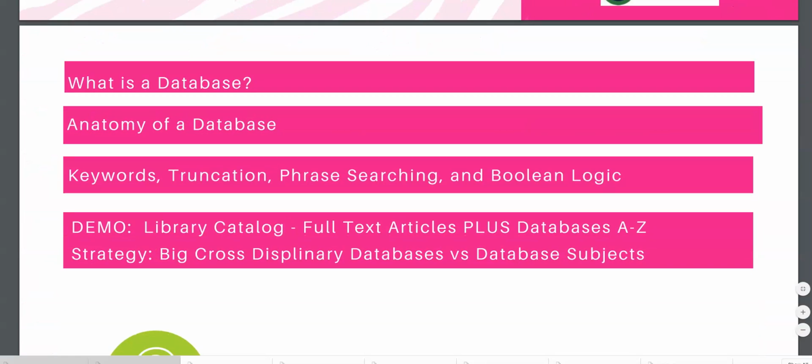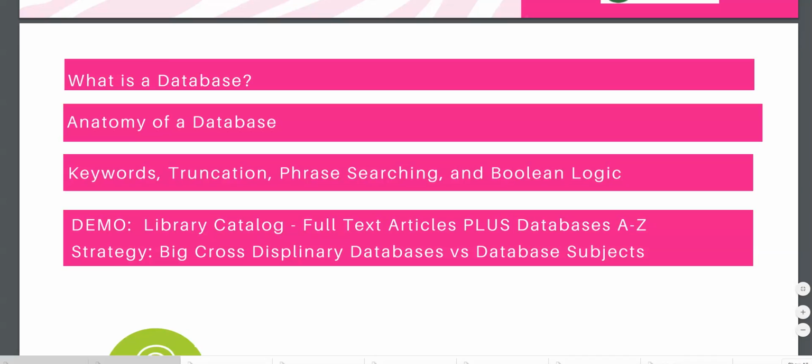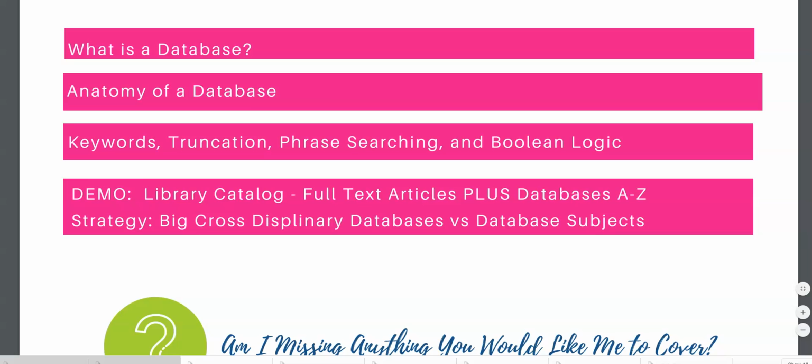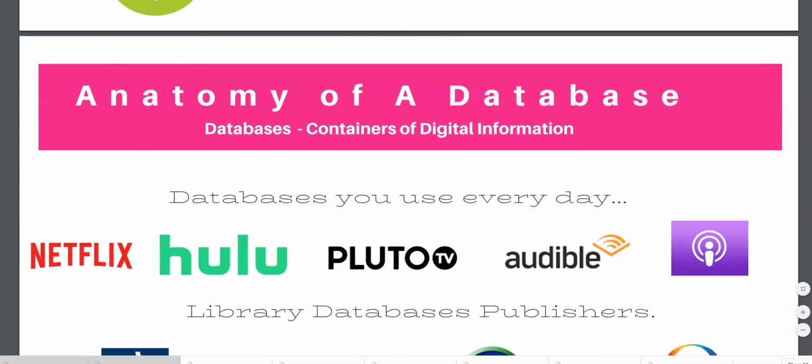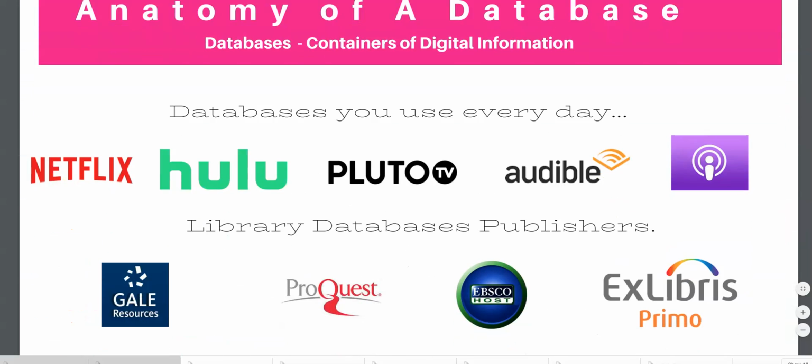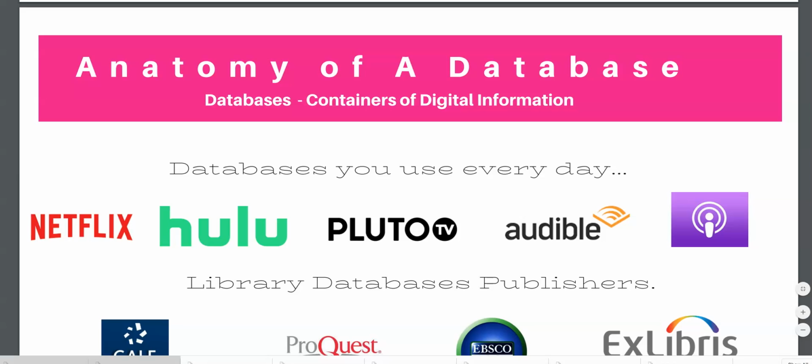I'm going to go again through what is a database, what's in it, keywords, truncation, phrase searching, and Boolean logic, and then I'm going to go through a flow chart of what I just explained. Now, the anatomy of a database is simply something you use every day. So when you see A to Z, we have 130 databases. Do not be afraid. You do this all the time. You've been doing it a lot lately.